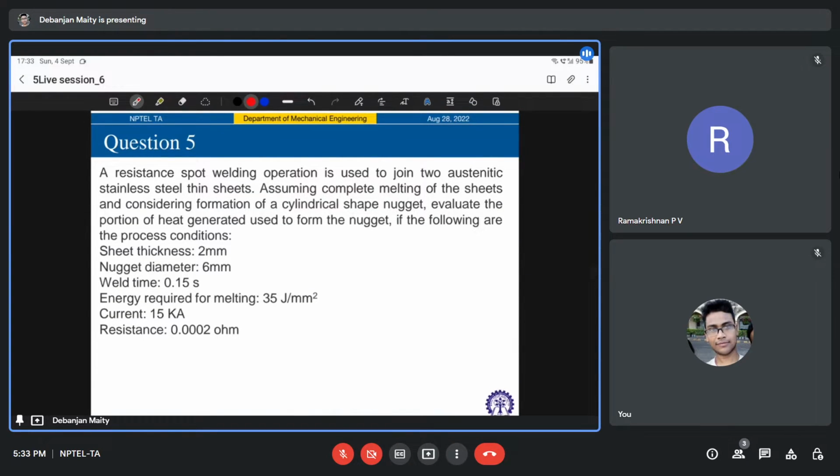This is also from resistance spot welding operation. In question 5, it says that a resistance spot welding operation is used to join two austenitic stainless steel thin sheets. Here we assume complete melting of the sheets, and considering formation of cylindrical shaped nugget, we need to evaluate the portion of heat generated used to form the nugget, and some process conditions are given here.